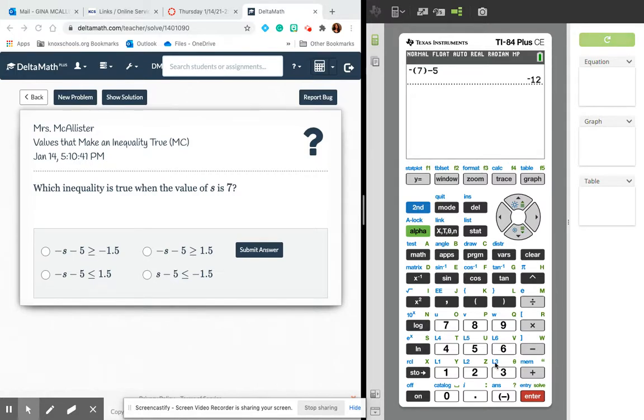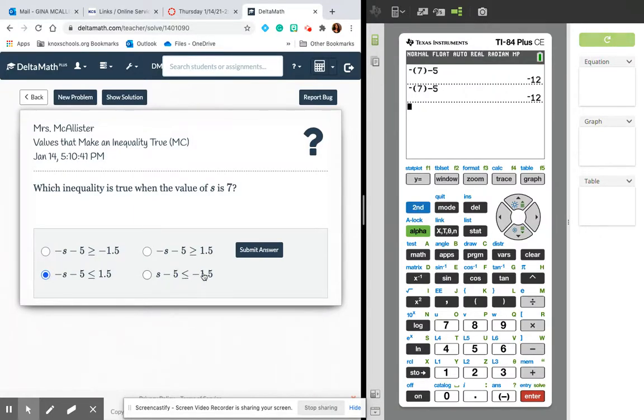So I put in my negative, which I think is what we just did, parentheses, 7, because we're saying when S is 7, and then minus 5, enter, because we want everything that's on the left of the equation, so it is negative 12. Is negative 12 less than or equal to 1.5? It is less than or equal to 1.5.